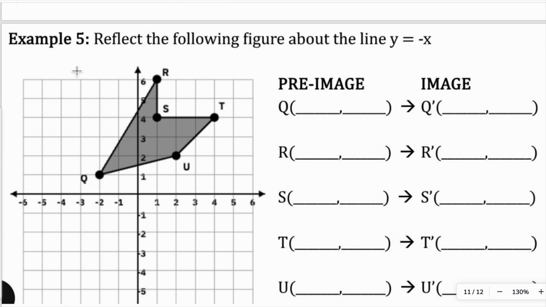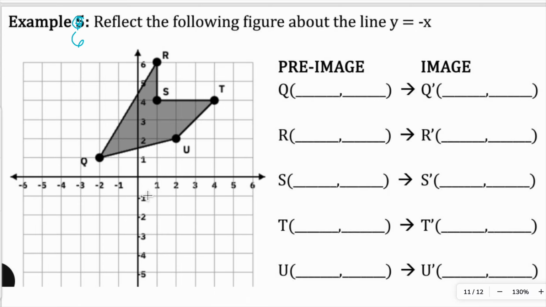Our last example, and this should say example 6 in your notes: reflect the following figure about the line y = -x. This one is a little bit different because y = -x is not going to be a positive slope. Instead, it's going to be a negative slope. So here is my line of reflection.